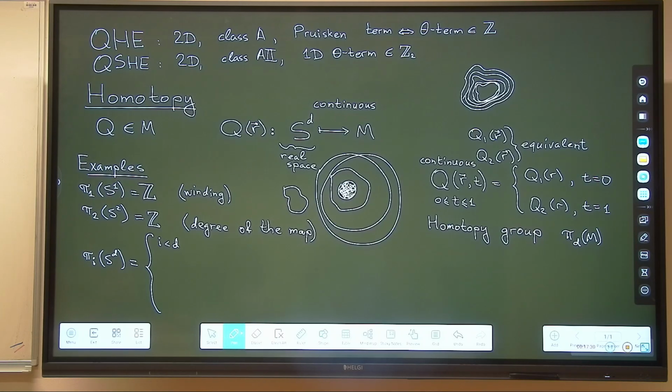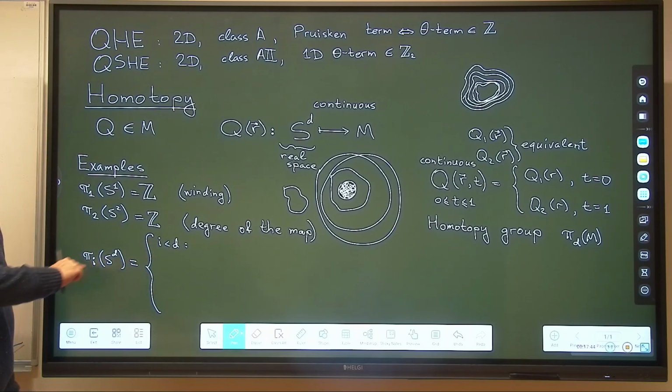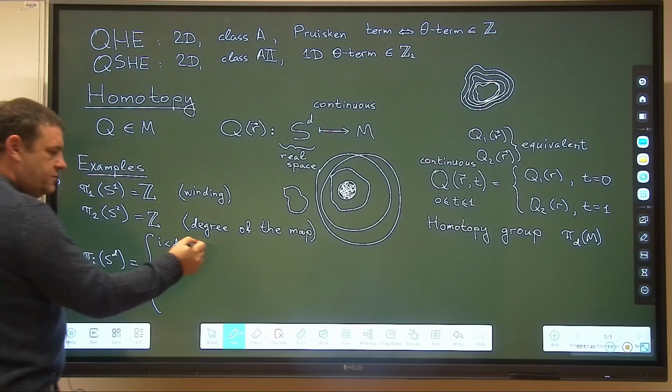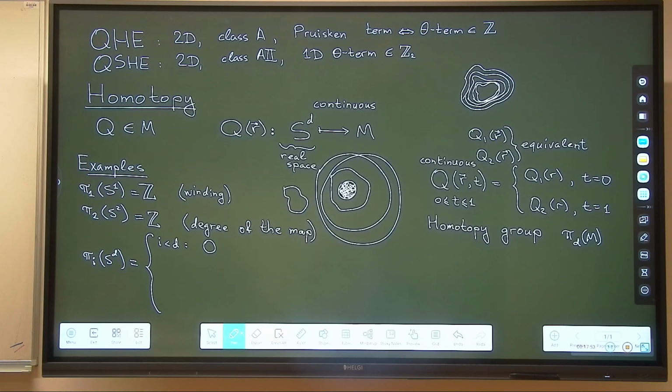Just trivial. Any loop on the surface of a sphere can be shrunk to a single point. So all loops are topologically equivalent. And this is actually correct whenever I is less than D. When you map a smaller sphere onto a larger sphere, you always get 0, which actually means a group of a single element, a trivial group.